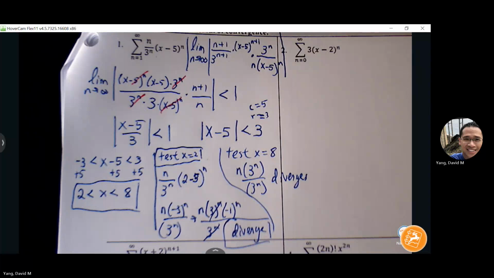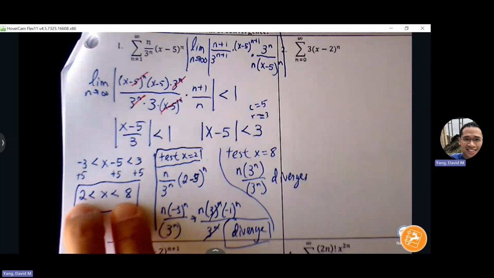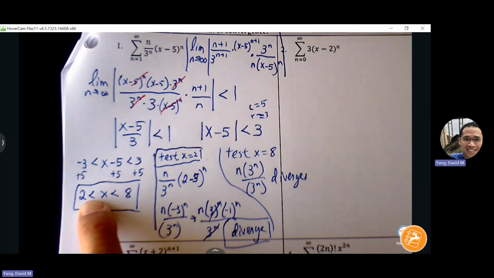Any questions? What would the interval be? Just from 2 to 8. Without, so we would not do less than or equal to, we would just do less than for both of these.